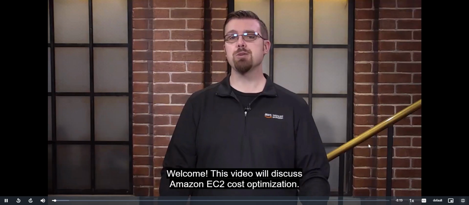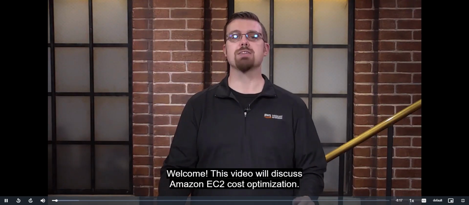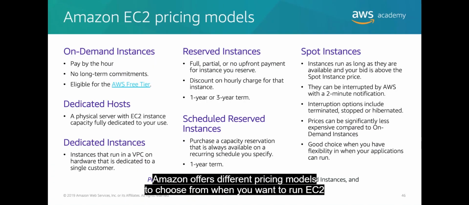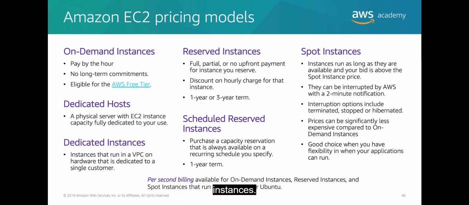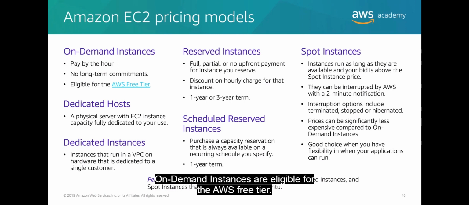Welcome. This video will discuss Amazon EC2 cost optimization. Amazon offers different pricing models to choose from when you want to run EC2 instances. On-demand instances are eligible for the AWS free tier. They have the lowest upfront cost and the most flexibility. There are no upfront commitments or long-term contracts.